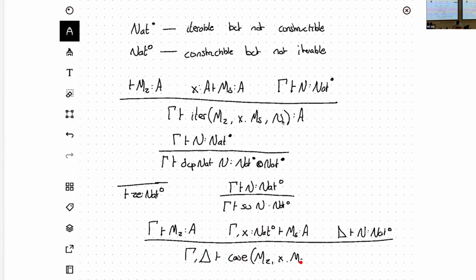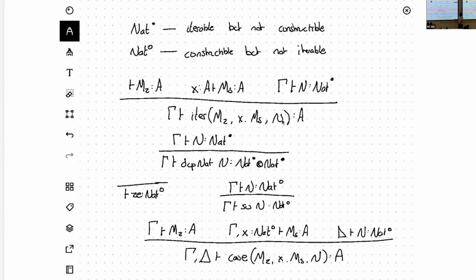So here, we've got still a 0 case and a successor case, but here we just get access to the predecessor number. We don't get access to the result of recursing on it. So we only get access to whether this was a 0 or a successor.